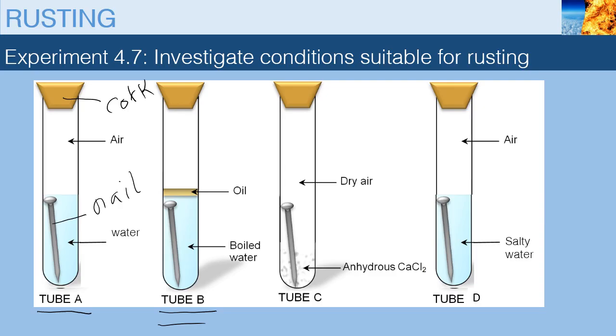In the third test tube, you need to heat the test tube when it is empty to dry it, and then add some calcium chloride and ensure that all the moisture is removed. You need to have dry air inside, and you cork it up with a cork. Lastly, you just take the nail and put some salty water in it, as shown in this test tube D.